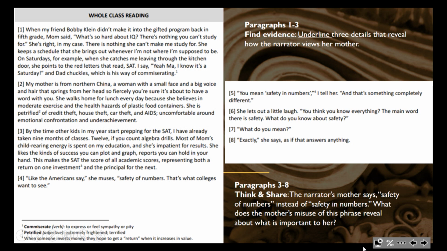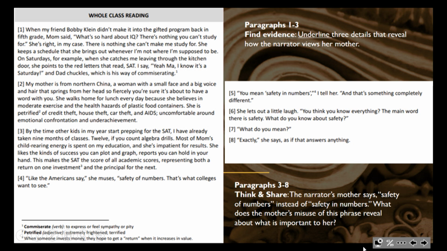"Like the Americans say," she muses, "safety of numbers. That's what colleges want to see." "You mean safety in numbers," I tell her, "and that's something completely different." She lets out a little laugh. "You think you know everything. The main word there is safety. What do you know about safety?" "What do you mean?" "Exactly," she says, as if that answers anything.